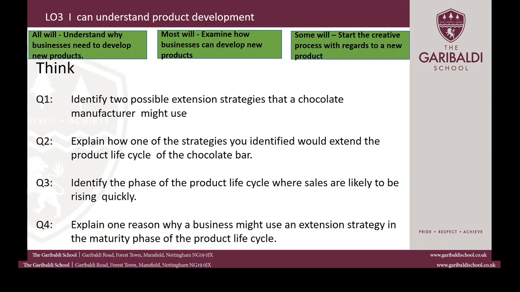So, are you able to identify two possible extension strategies that a chocolate manufacturer might use? Are you able to explain how the strategies that you've identified would work and how they'd extend the life cycle of that chocolate bar?